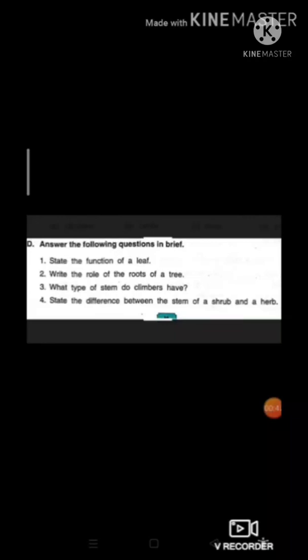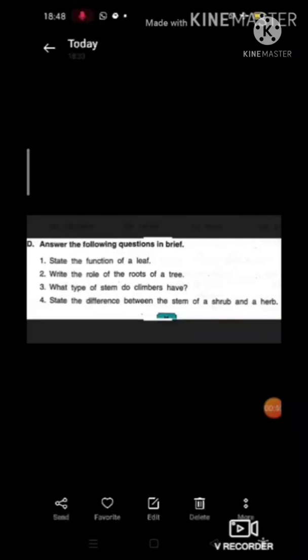But students, here you need not give much detail. Just write your answer in this way: leaf makes food for the plant. Question number 2. Write the role of the roots of a tree.